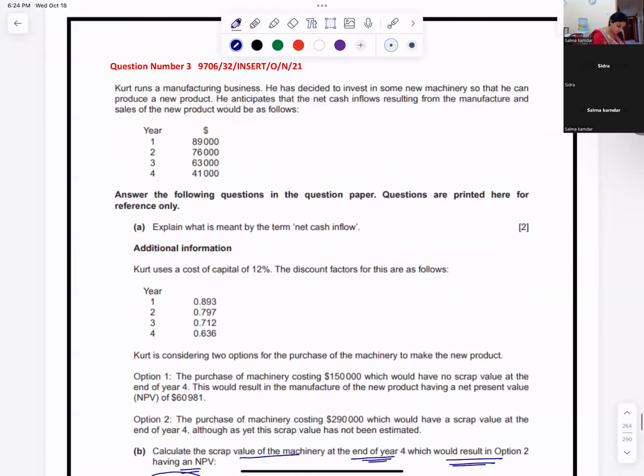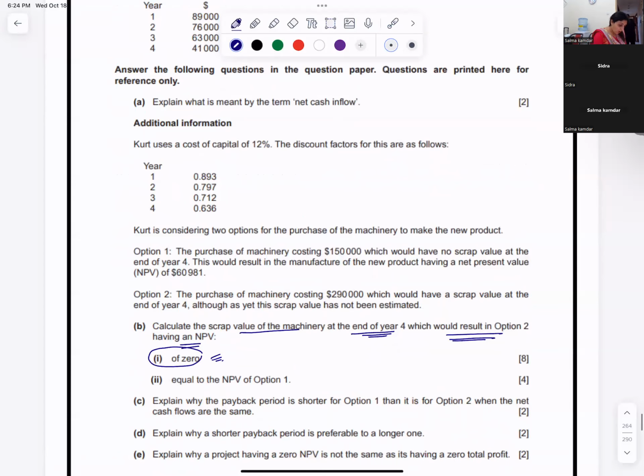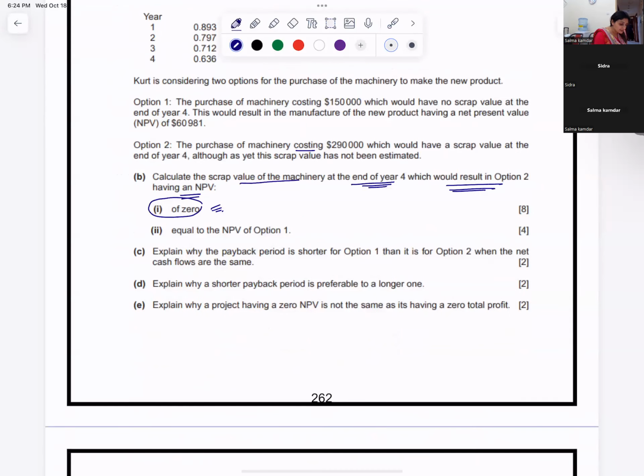What is your net cash outflow? Option 2: you are going to purchase the machinery that is costing 2,90,000, which would have a scrap value at the end of year 4, and the scrap value should be such that your NPV is 0. That means I have here 0, 1, 2, 3, 4. Your net cash flow in year 0 is an initial outflow of 290,000.